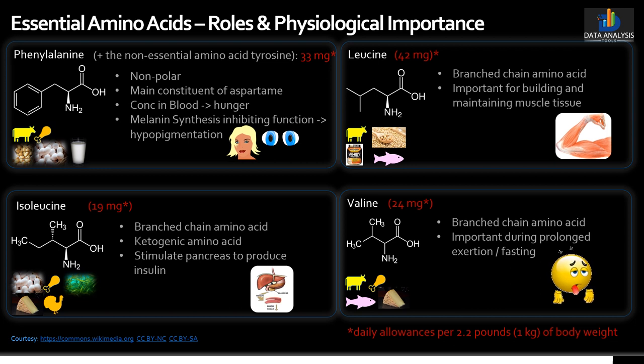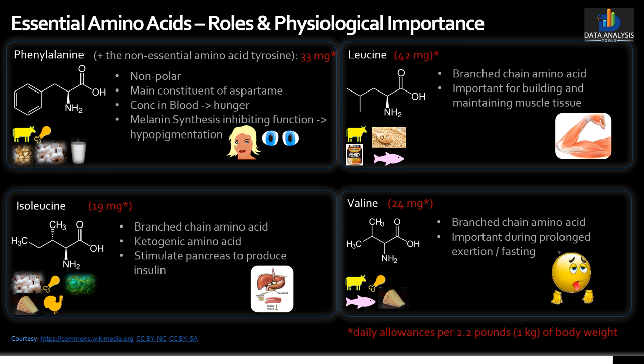Although these amino acids cannot be produced in the body, they are critical for a staggering range of physiological functions. The 9 essential amino acids perform a number of important and varied jobs in our body. So now let's have a look at the individual essential amino acids and their physiological importance.